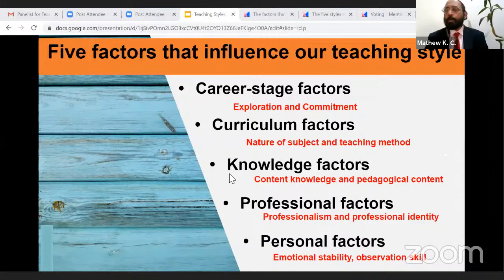They have a lot of influence on the teaching style that we are having. Then it comes to knowledge factors. Under knowledge factors, we have content knowledge and pedagogical content. What we should understand is that the teacher should have in-depth knowledge of the content. He or she should be thorough with the subject that he or she is dealing with. And skill-based teaching should also be practiced and developed.